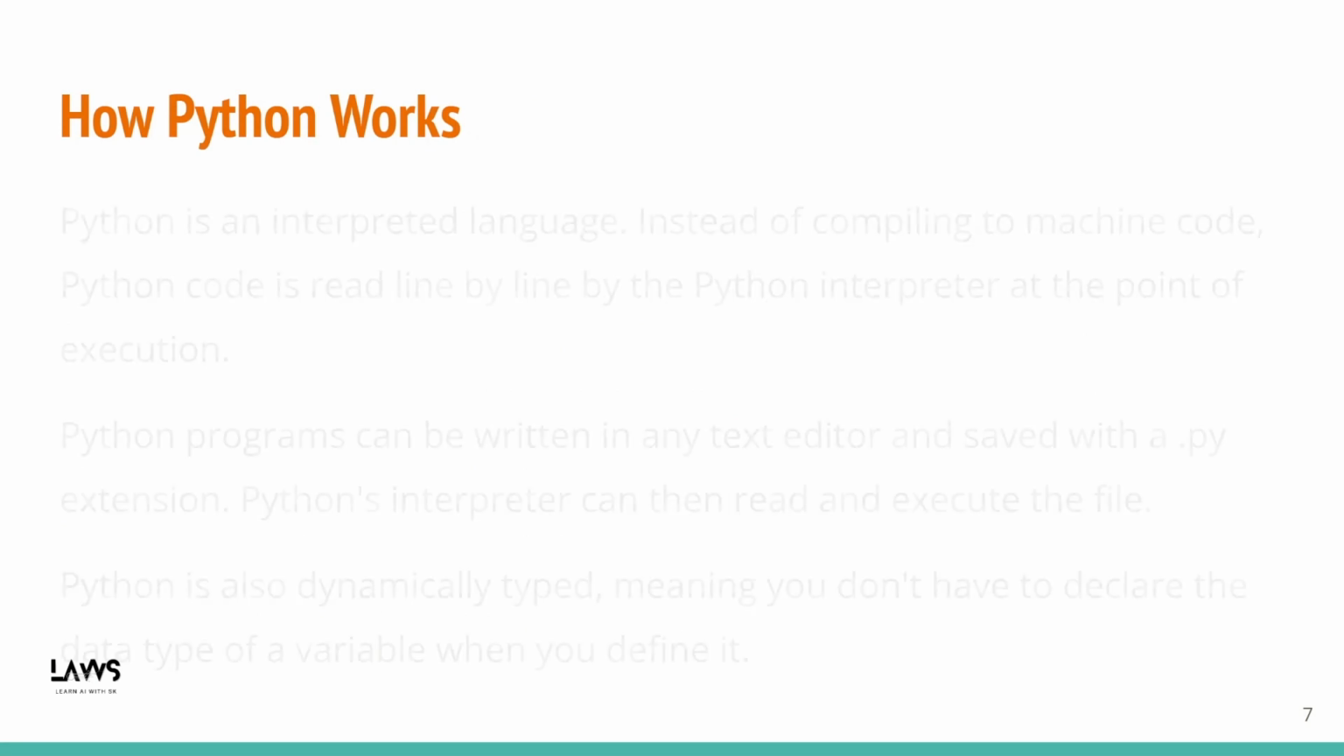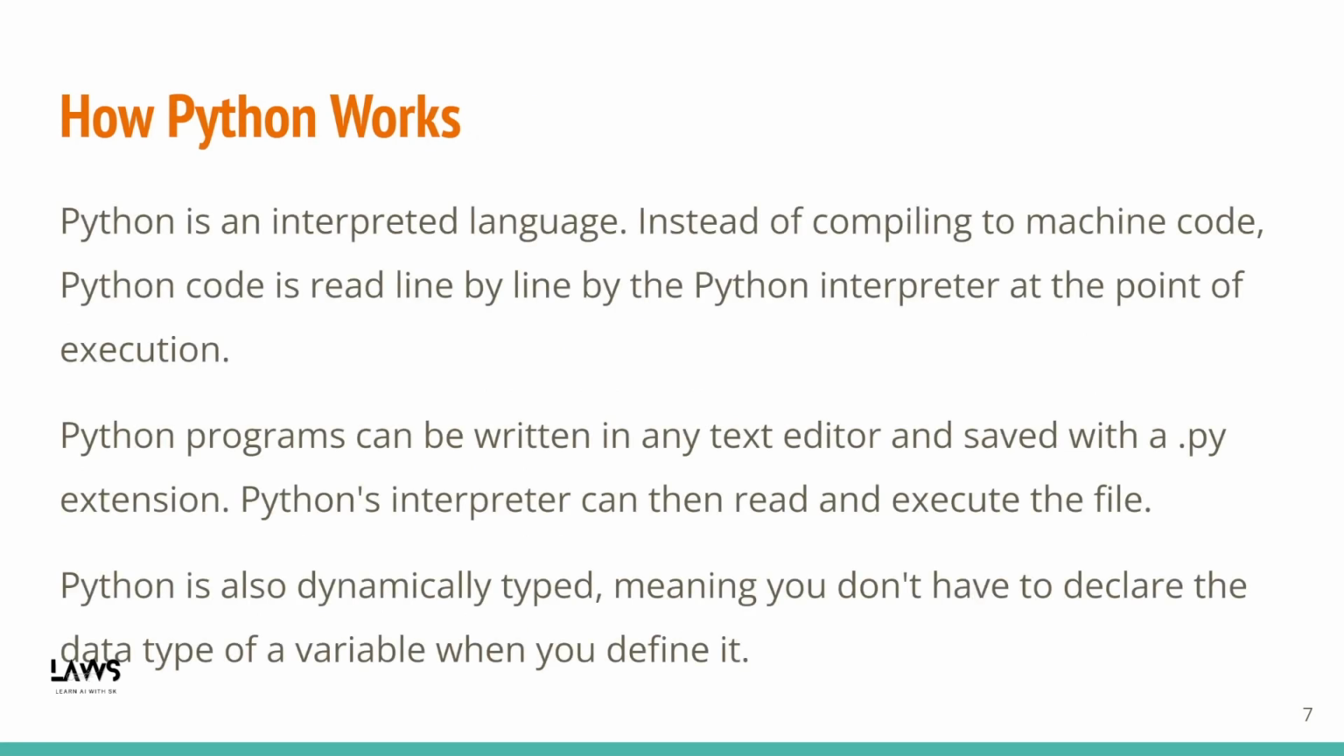Now, how does Python work? Python is an interpreted language. Instead of compiling to machine code, which is usually applicable for Java and C, Python code is read line by line by the Python interpreter. Python can be written in any text editor and saved with the file extension .py, and it is dynamically typed. Dynamically typed in the sense we don't need to declare the data type beforehand.